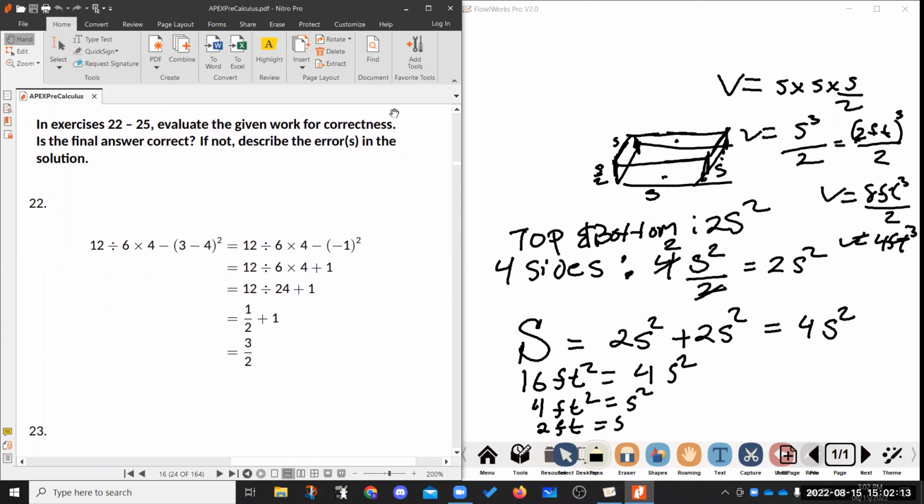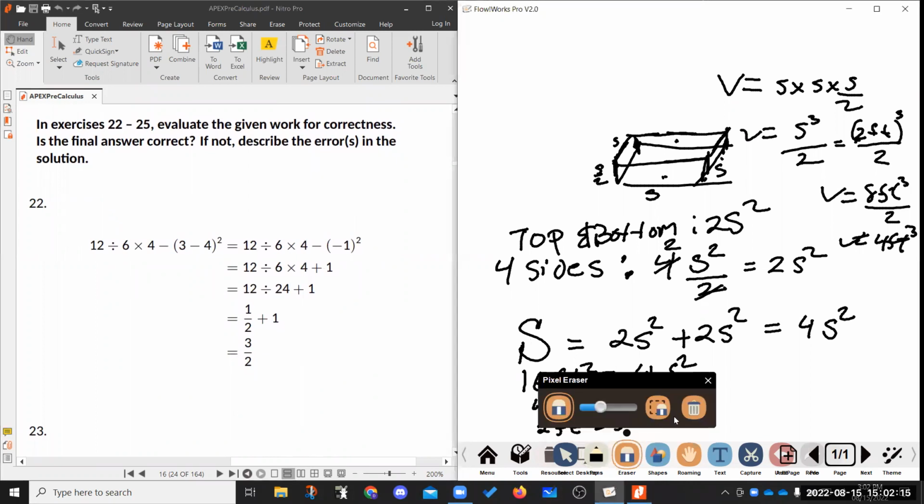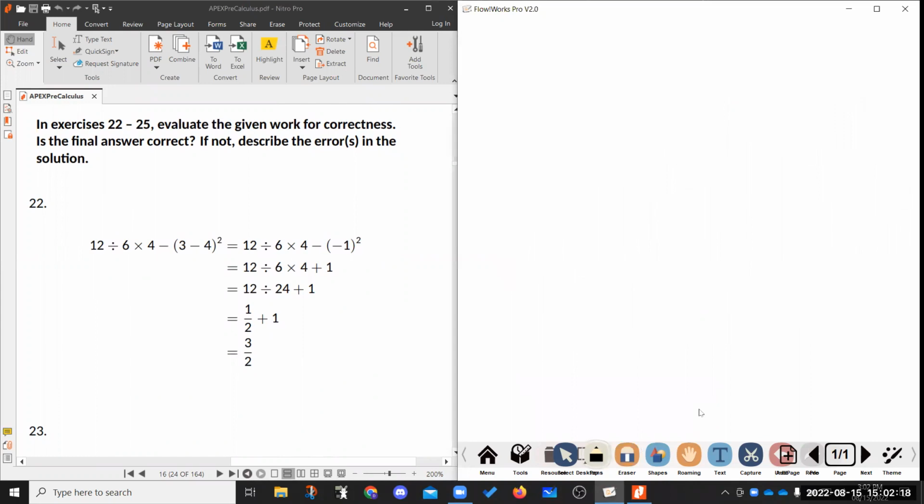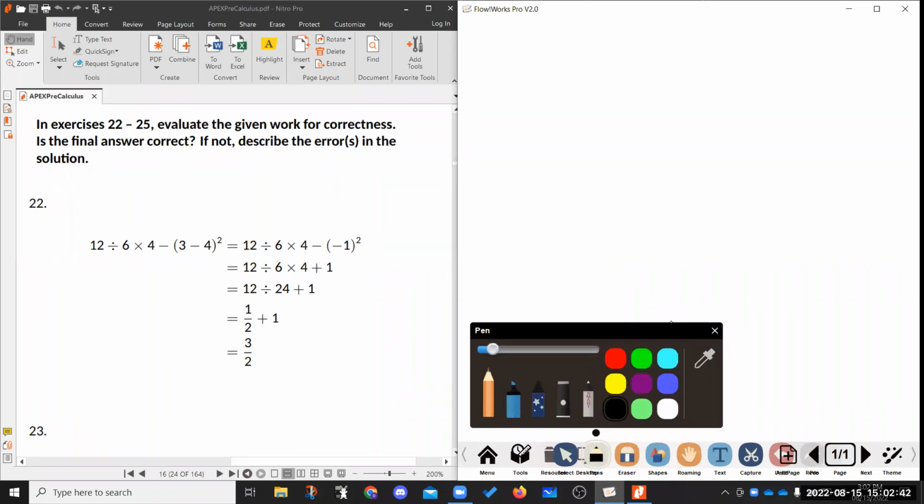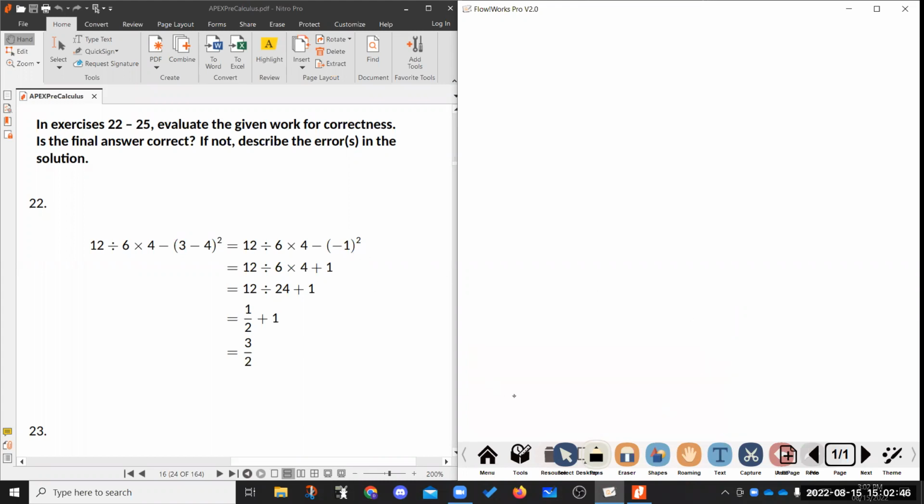We're going to look at the work that is shown here and see if there are any mistakes in the work. So we're going to start off with 12 divided by 6 times 4 minus 3 minus 4 quantity squared. So 12 divided by 6 times 4 minus a negative 1 squared. We're going to take care of the exponent. Ooh, there's a mistake right there, is that we should have the subtraction left alone here.